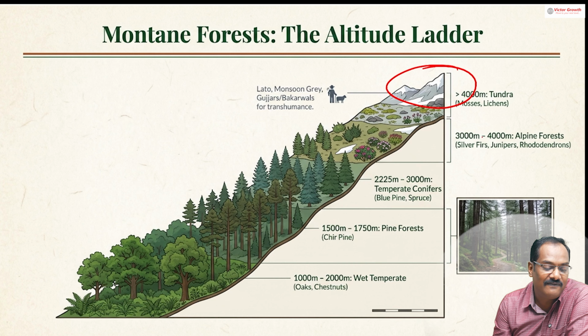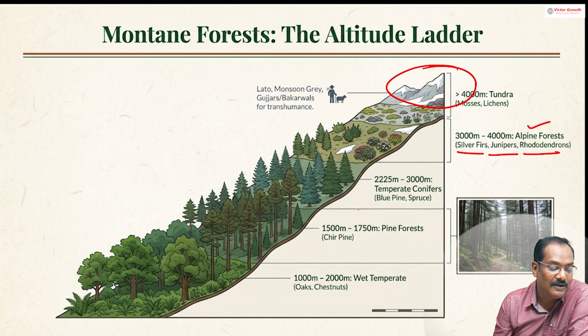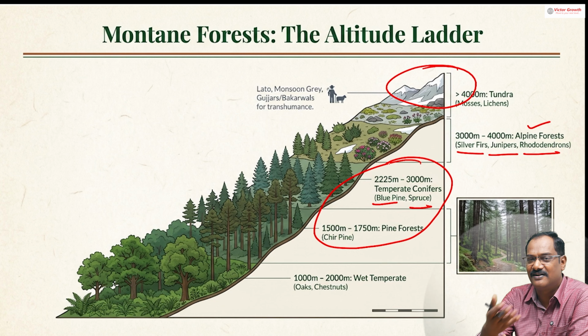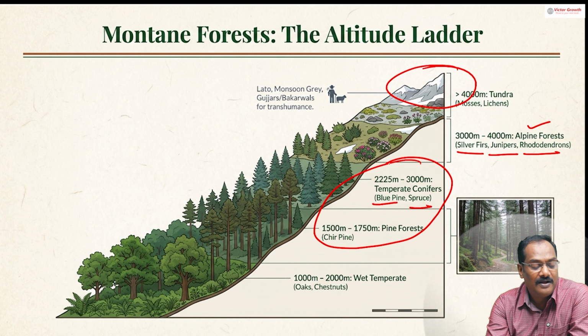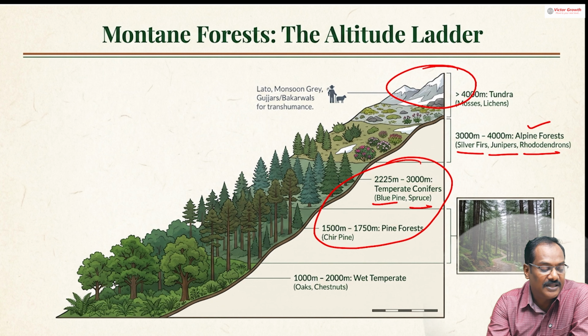Understood? Then we have alpine forest, that is juniper. Please write down silver fir, rhododendron. All these are found. Then we have blue pine. All this together we can say temperate forest. No need to go into another variety. Temperate forest: we have blue pine and spruce, then chir pine. All these are there. Chestnut. All these are temperate.